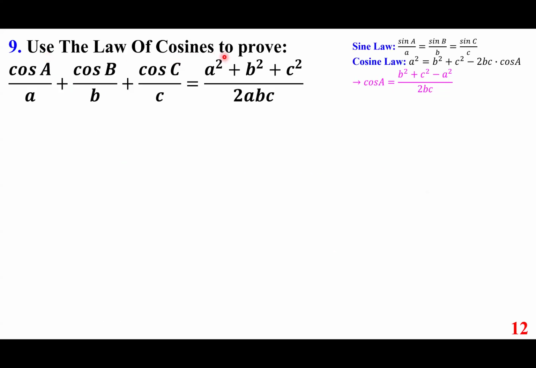Use the law of cosines. This is the sine law, this is the cosine law, and so forth. To prove: cosine A over a, cosine B over b, cosine C over c. When we add them up, we get a squared plus b squared plus c squared over 2abc. So we want to prove that.